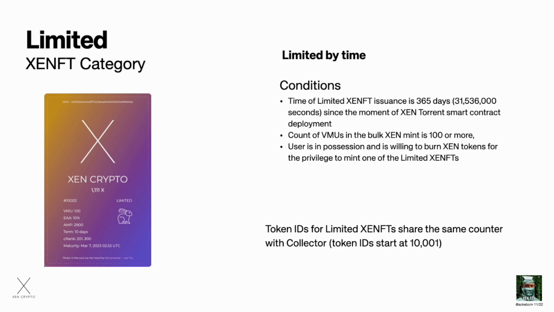The token IDs for Limited NFTs share the same counter as the Collector NFTs, and they start at 10,001, whereas the Apex start at 1 and go up to 10,000. This is a brilliant way we can launch basically 3 different categories of NFTs at once. With a Limited NFT, you have to weigh the value of time and rarity due to the fact that you can only mint them for 365 days, after which it will be impossible. This is in addition to the burning of your Xen as well.